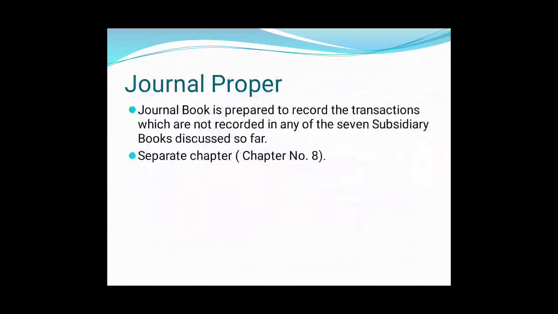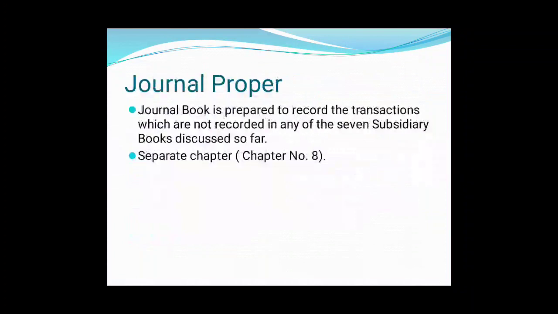Okay, let us talk about the last book, journal proper. Journal proper is nothing, it is just like the journal only. We will prepare everything like a journal. We will give entries as we give in the journal. The thing is, when you are maintaining subsidiary books, what is recorded in journal proper? The transactions which cannot be recorded in any of the subsidiary books prepared will be recorded in journal proper.